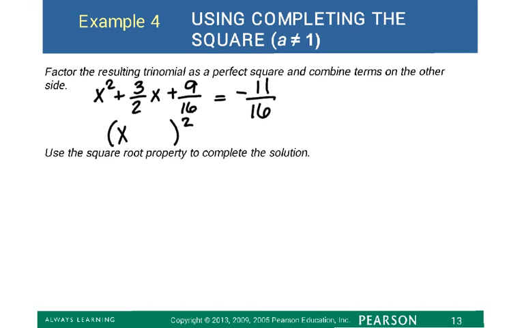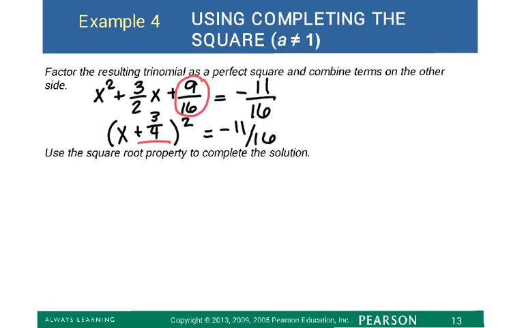Now the left side of this equation, we need to go ahead and factor it into its perfect square. So we have an x here. And what number goes in this spot right here comes from this. Just take the square root of that fraction there, and that will get you what you need to put in the rest of this parentheses here. So if we take the square root of 9/16, what we're going to end up with is 3/4. So x plus 3/4 all squared is equal to -11/16.